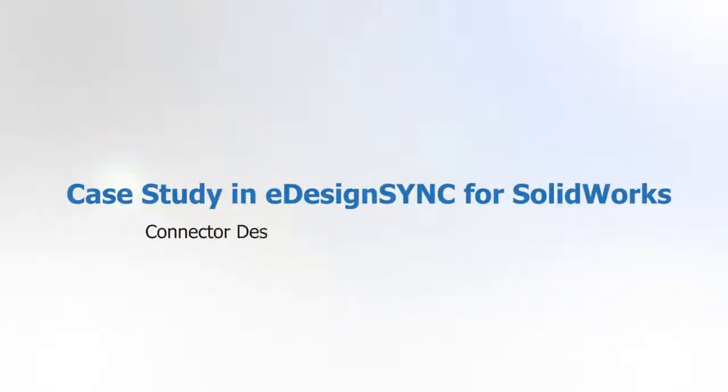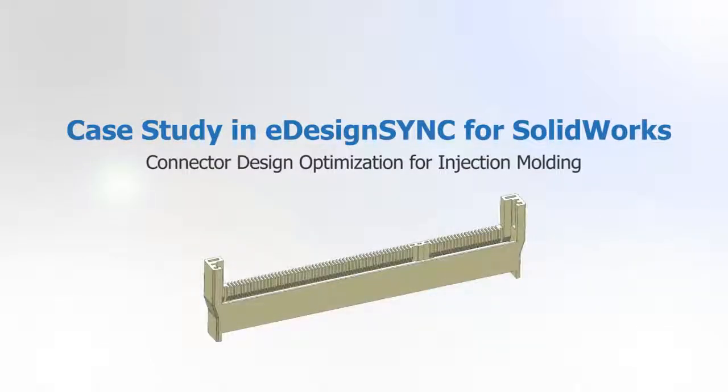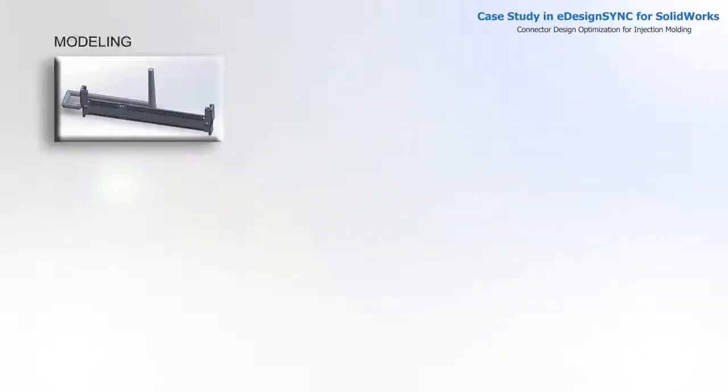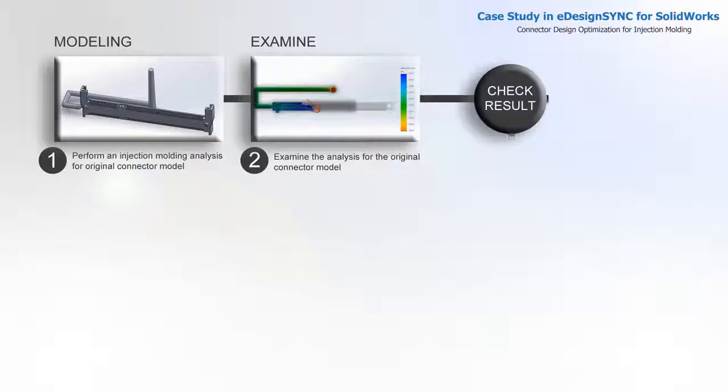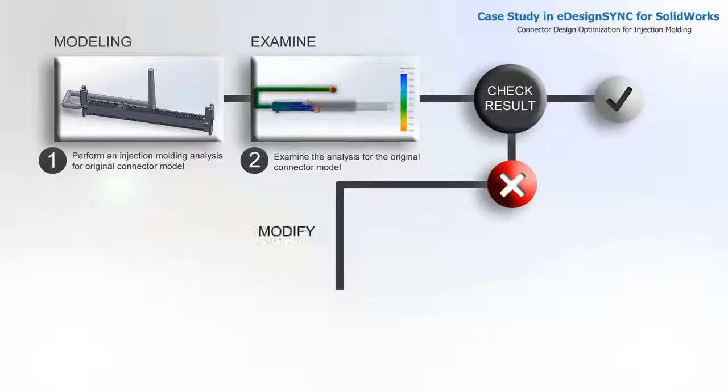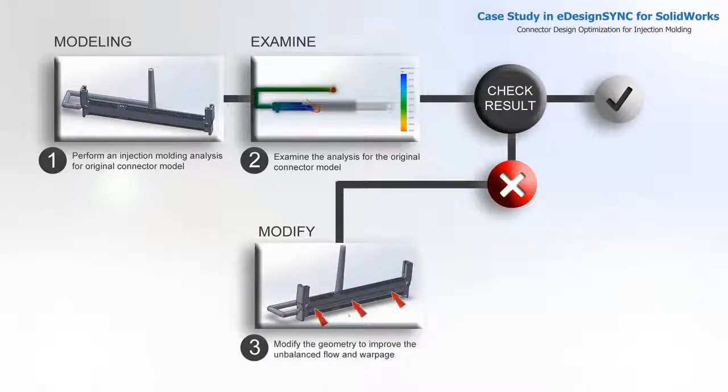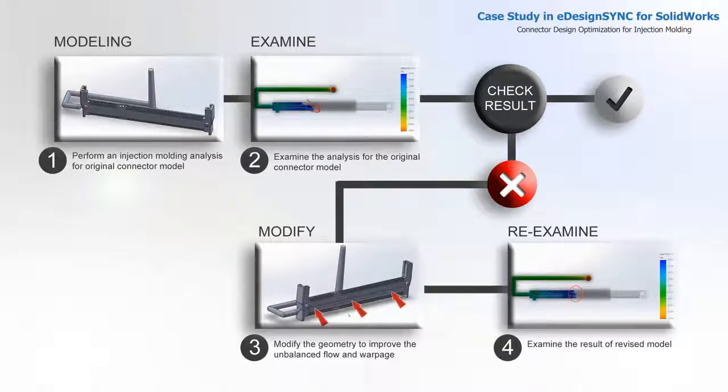This video will demonstrate the benefit of eDesignSYNC in design optimization by using eDesignSYNC on a simple connector model. There are 4 parts in this video. Perform an injection molding analysis for the original connector model. Examine the analysis for the original connector model. After the analysis has finished, we go to check the results. Modify the geometry to improve the unbalanced flow and warpage. Examine the result of the revised model.